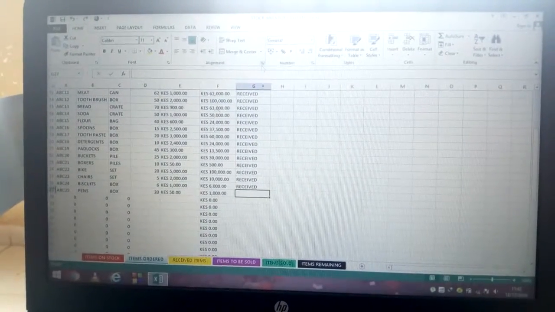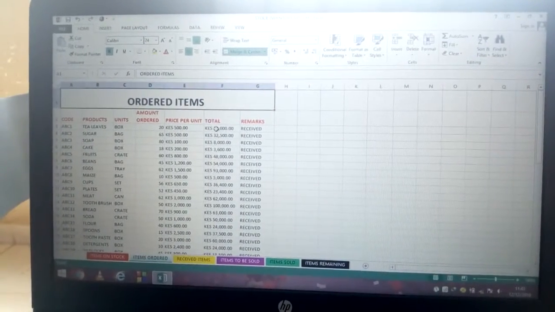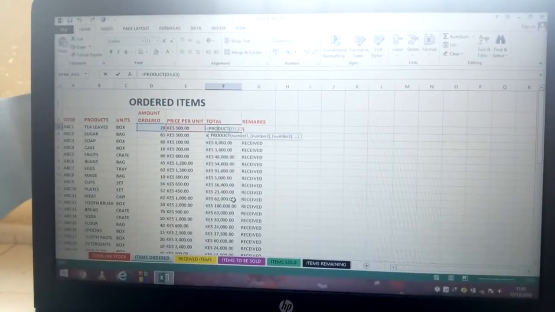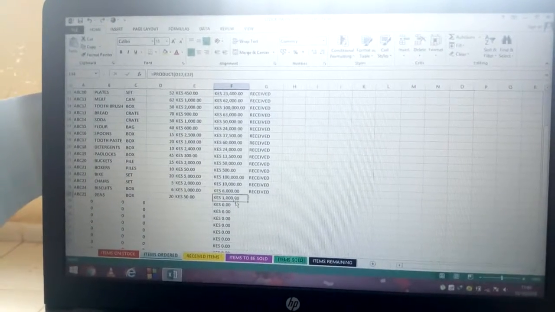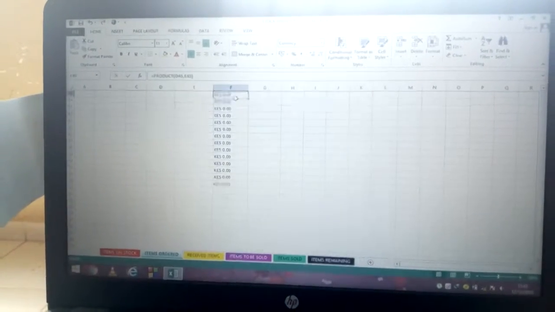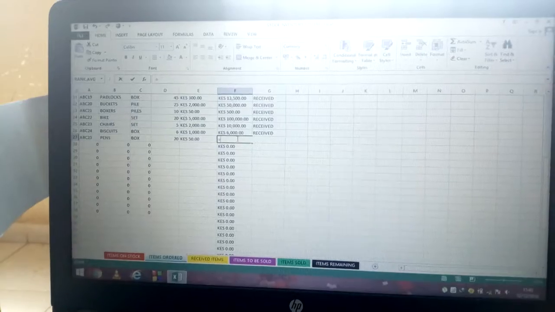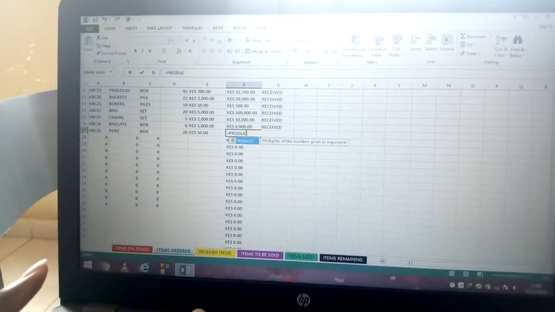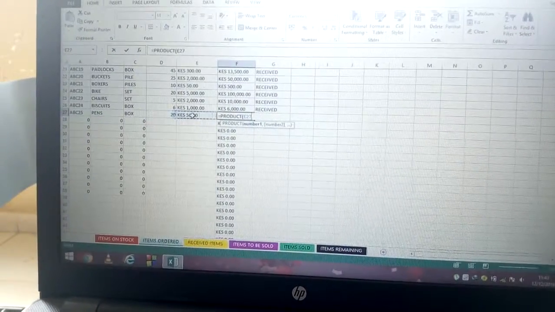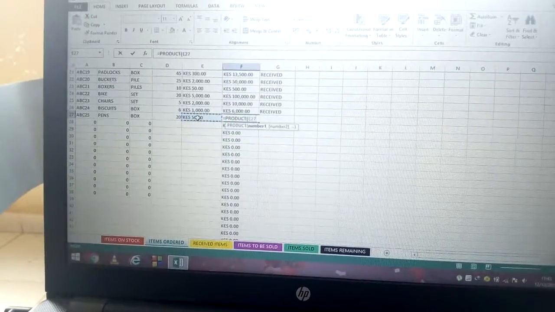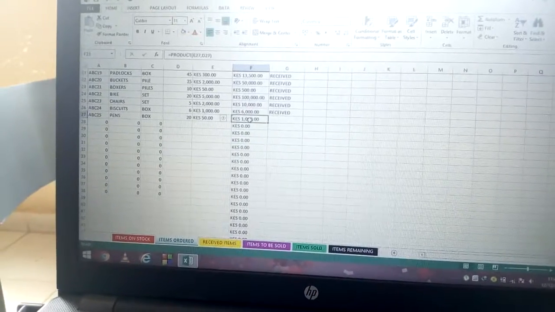In order to get this total, we are going to use the product function. So we insert the equal sign, then product of D27 and E27. You get the product, which is 1,000 Kenya shillings.